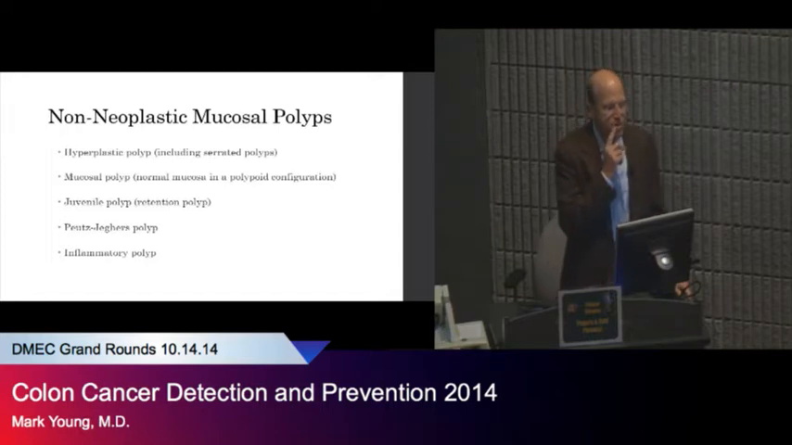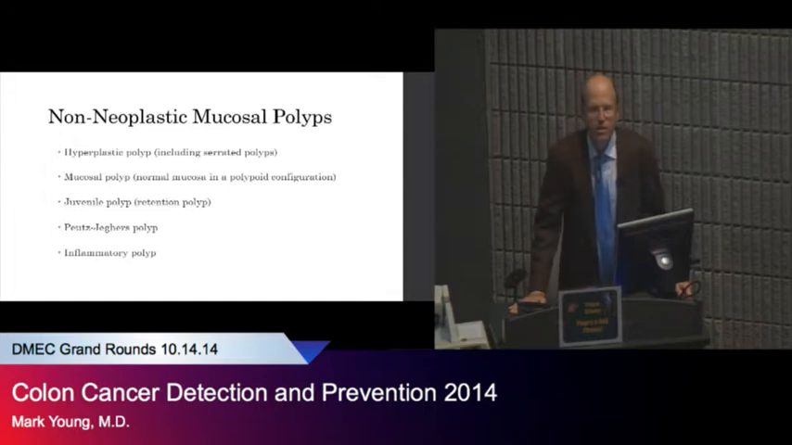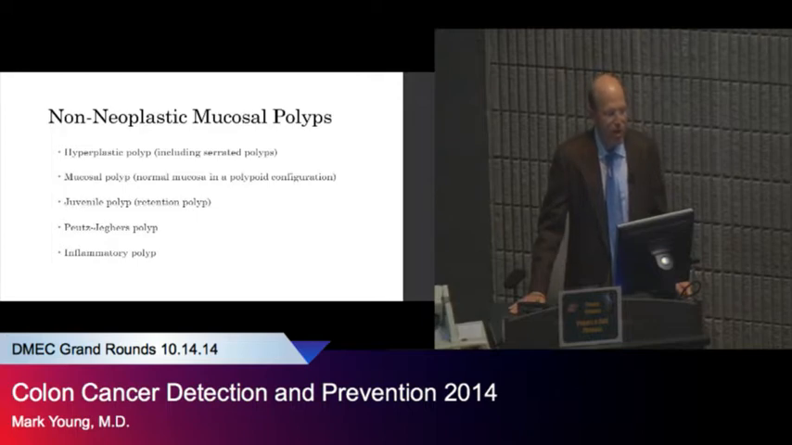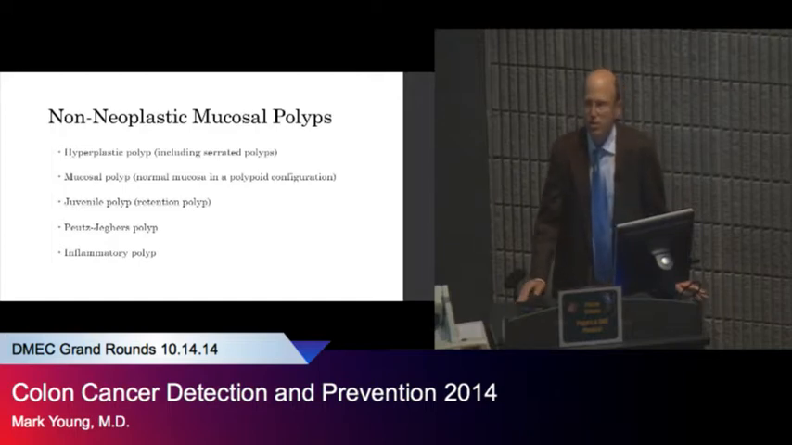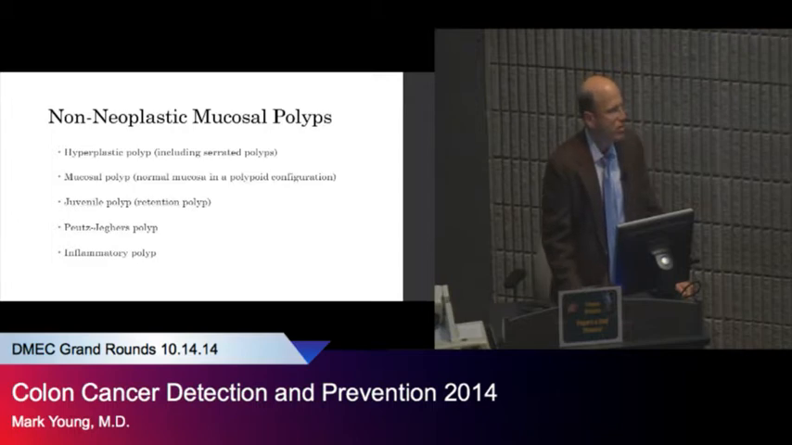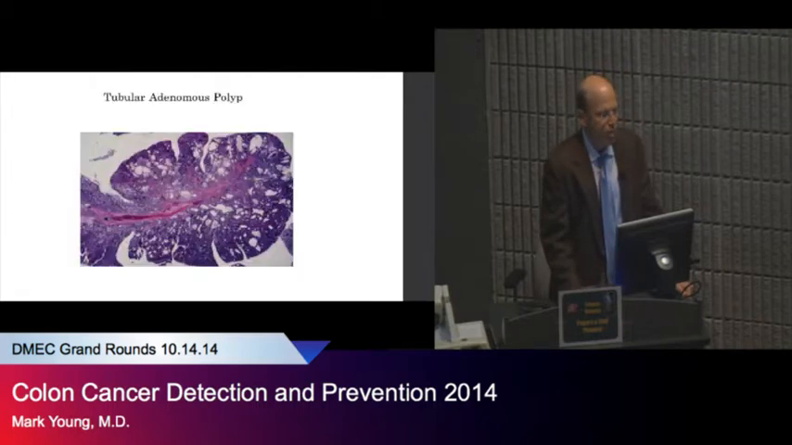This can happen in any of these bad actors that we just mentioned. Now, there are polyps that just hang around the colon that aren't bad actors. They can stay there forever, and nothing bad is going to happen. And these include hyperplastic polyps, mucosal polyps, juvenile polyps, Peutz-Jeghers polyps, and inflammatory polyps. So these polyps have no increased risk of malignancy, and if they could hang around the colon for 100 years, they're going to cause no harm.